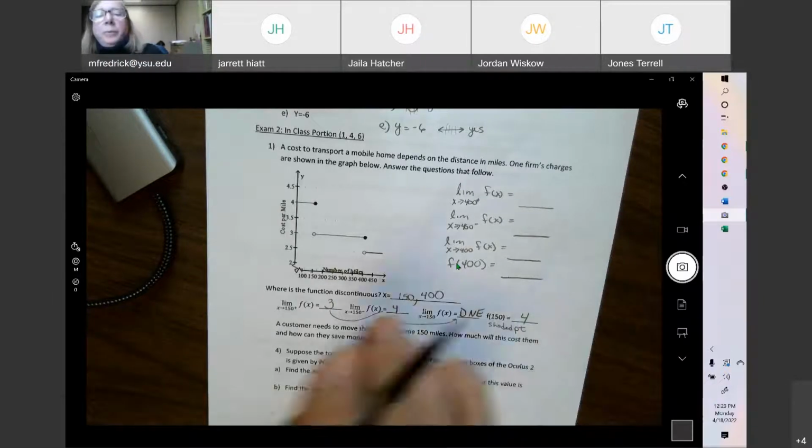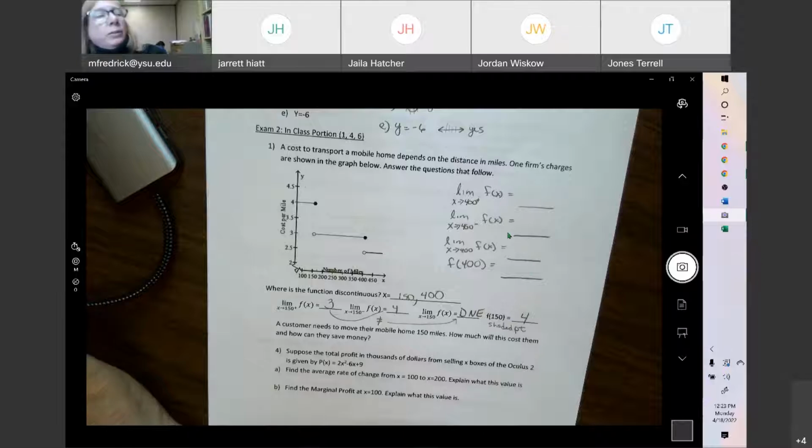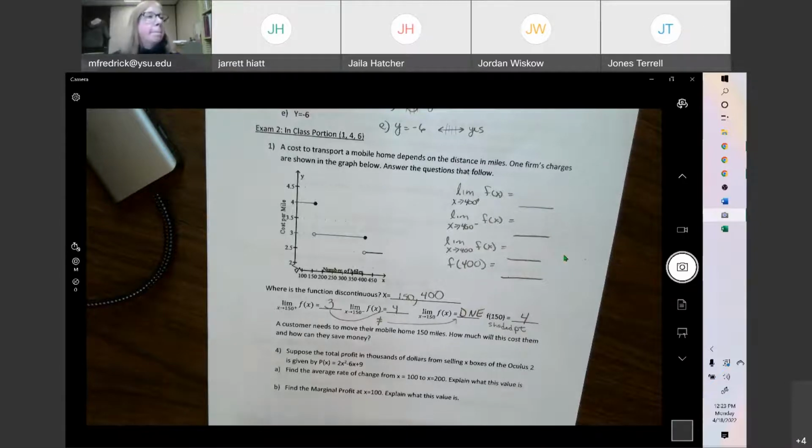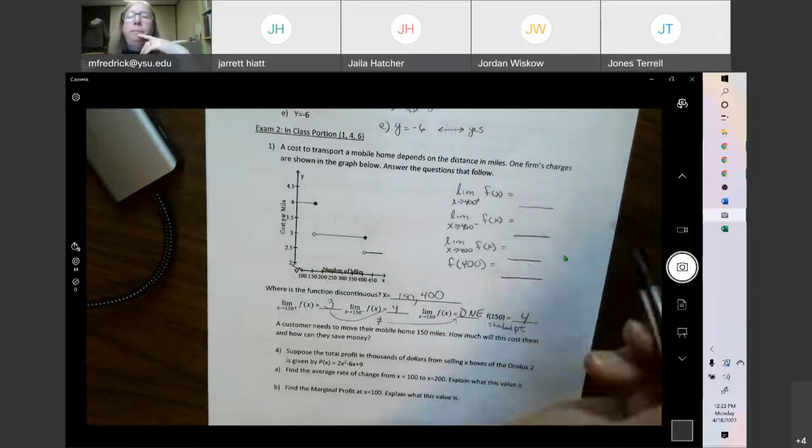Okay. One person has it. If you do have the answers, go ahead and type just right in order. I'll give you like 2 more minutes. Anyone else want to type in the answers?